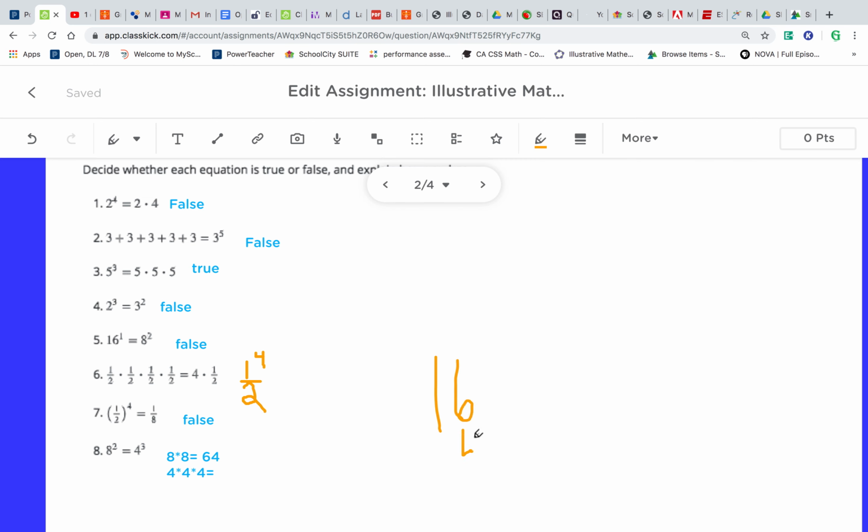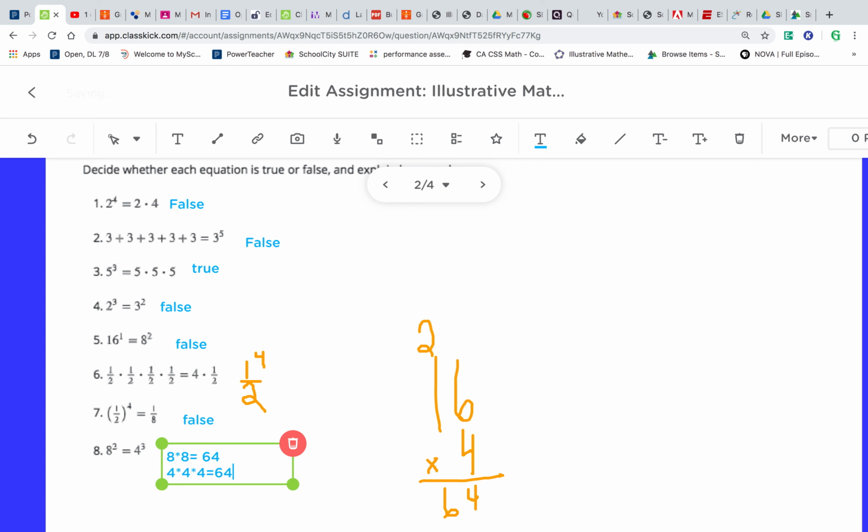16 times 4. 4 times 6, that's 24. So the 2 goes up here. And then 4 times 1 is 4, plus 2 is 6. 64. Oh, so how about that? They are equal, right? So we can take this and we can say that it is true.